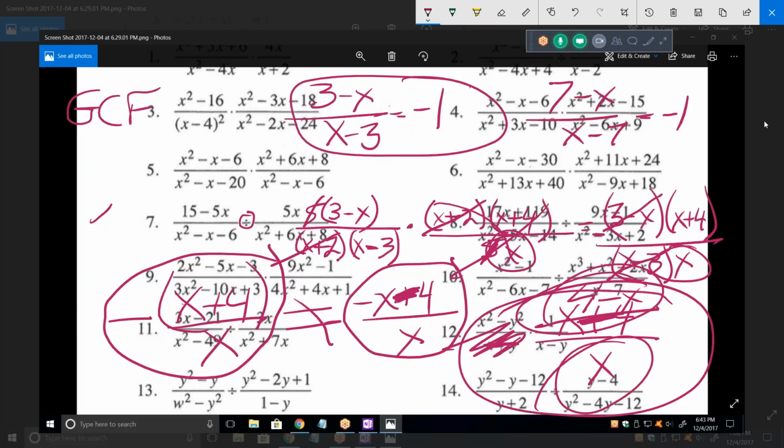But I can't do that. In other words, I cannot, if I distribute this negative sign to this numerator, x plus 4, it becomes minus x minus 4.